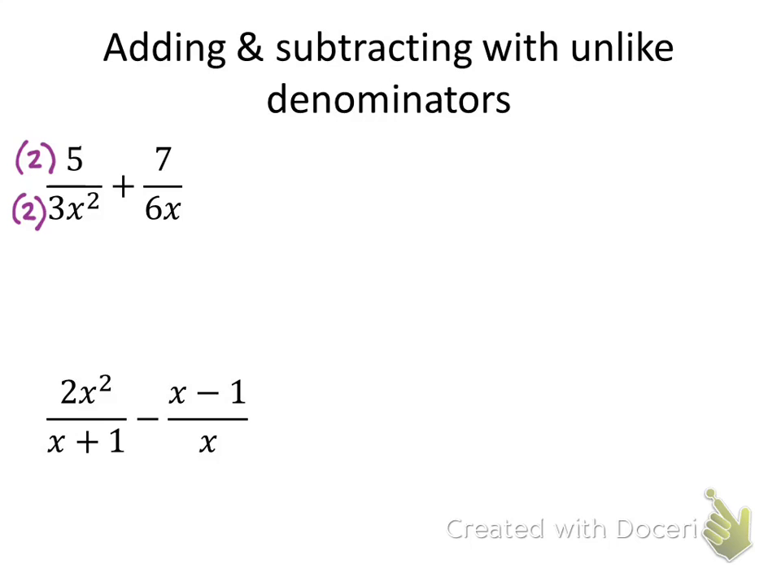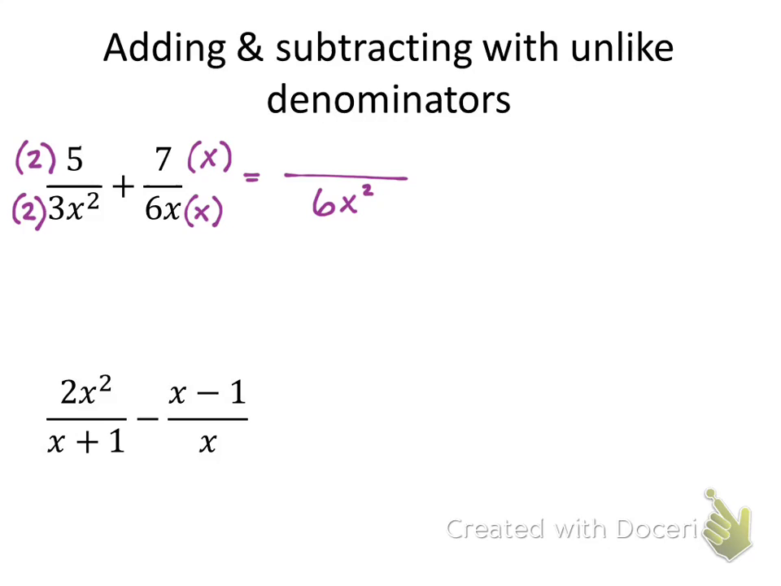Now, I need to look at the variables. I've got x squared and x. So what would be a good common denominator for the variables? X squared. Very good. I need 2 x's. All right, well, first of all, this one already has x squared. So I don't need to add any x's at all to this problem. But this next problem over here, 6x, only has 1x. So I multiply by x. Whatever you do to the bottom, you've got to do to the top. So my new denominator is going to be 6x squared.